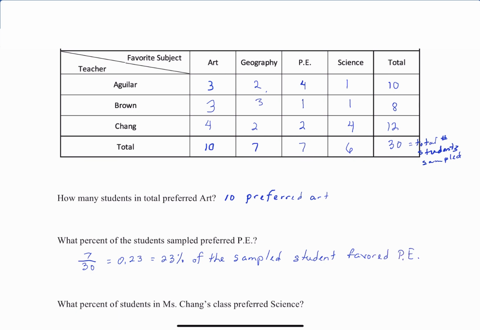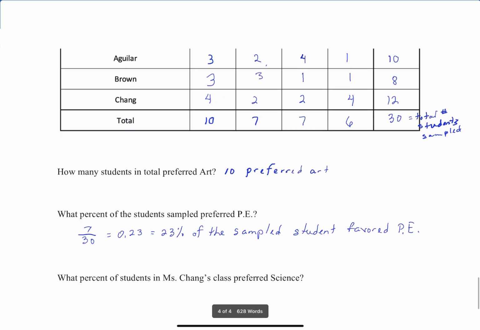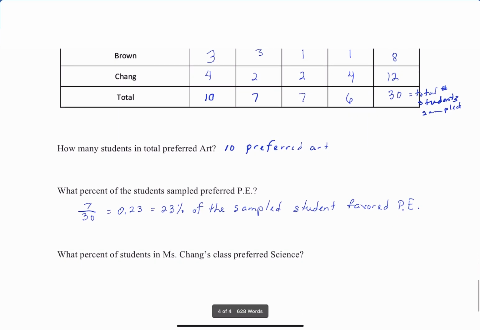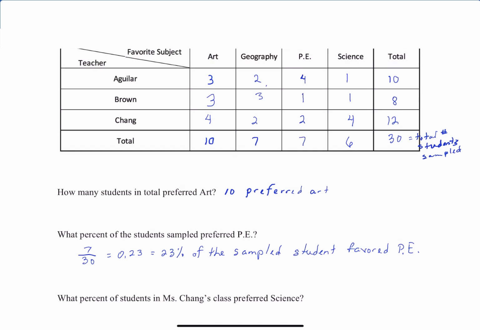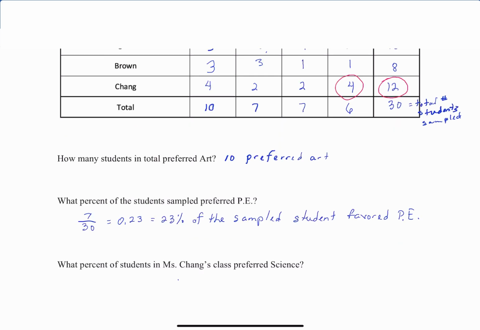Last question here. What percent of the students in Ms. Chang's class preferred science? From the table, we see that 4 of her students pursued science. Now, this time we're not asked for the percent of students in the entire sample that preferred something. We're only asked for the percent of students in Ms. Chang's class that preferred science. So the total we're taking the 4 out of this time is 12. We have 4 over 12 then.